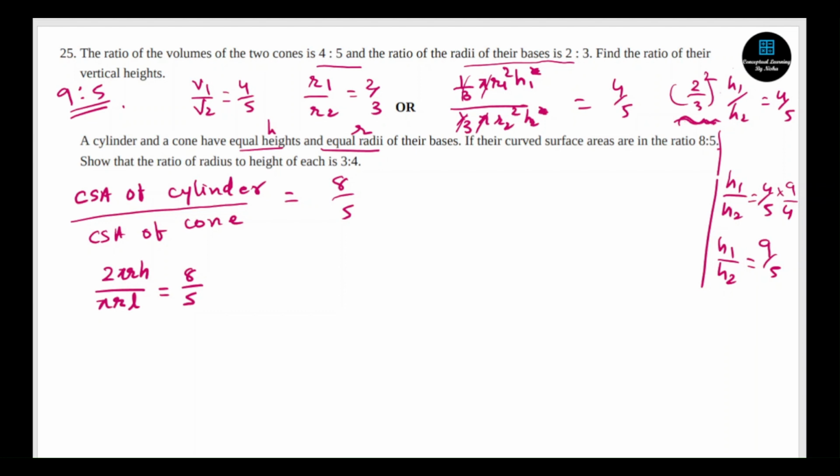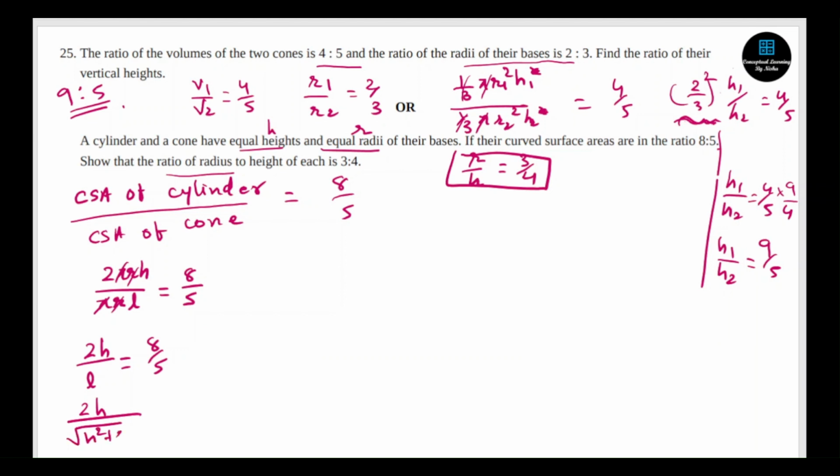Now what we have to show? We have to show that r to h is equal to 3 to 4. This we have to show. First of all, I'll simplify this. Pi cancelled out, r cancelled out, so I'll get 2h upon l is equal to 8 over 5. Now l is what? It is the square root of h square plus r square, equal to 8 upon 5.